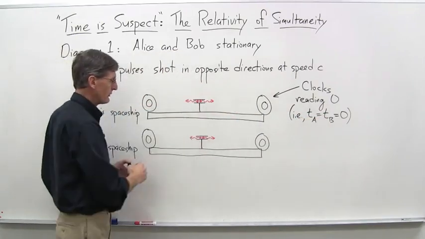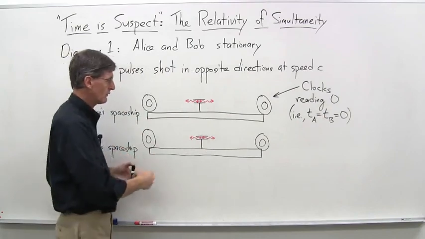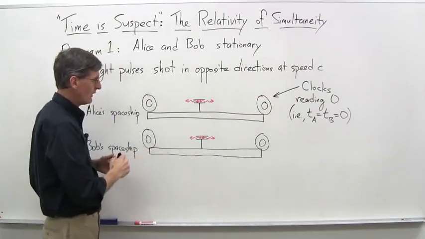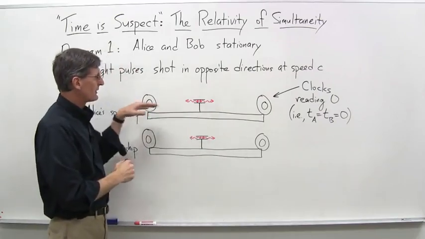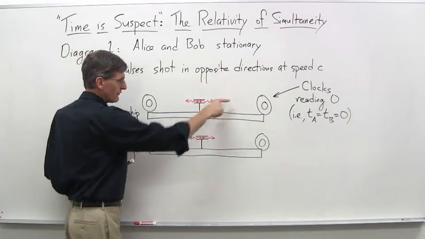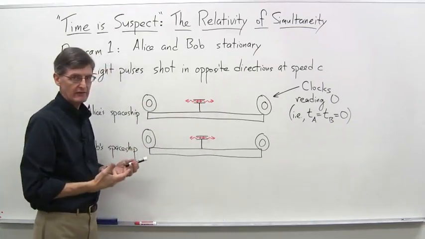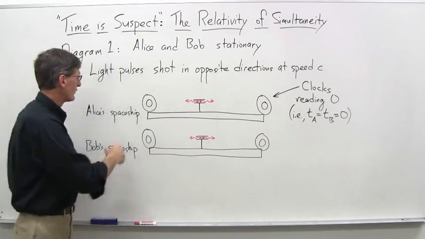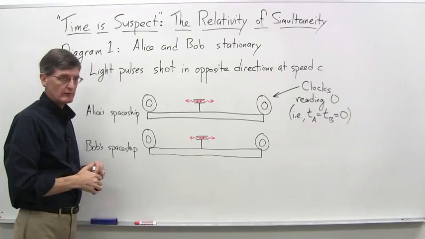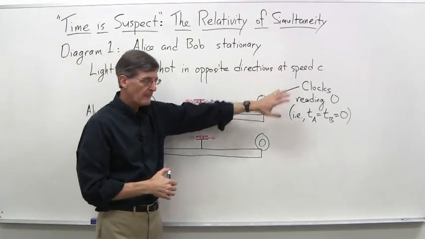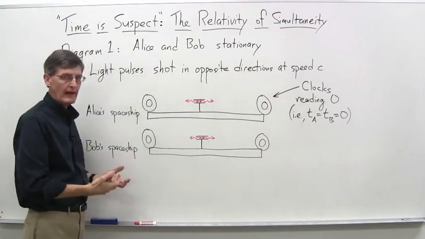And then in the middle of each spaceship, the exact middle here, or we should say exactly between the two clocks, we have a little apparatus that can shoot out a light pulse in either direction. So it can shoot out a light pulse that direction and that direction at exactly the same time. And same thing for Bob down here. And so we have light pulses shot in opposite directions. They obviously travel at the speed of light, at speed c. And we just want to analyze what's going to happen here.